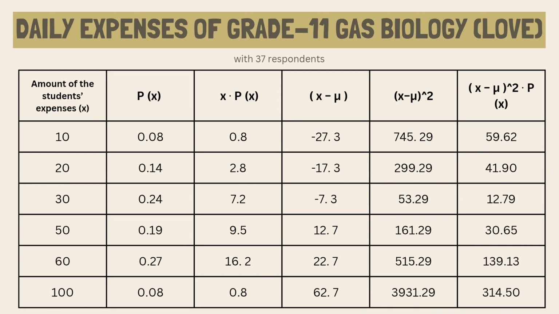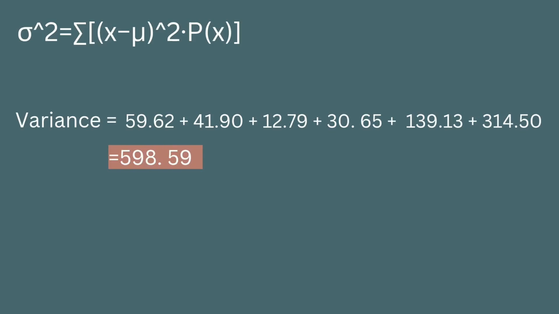We will add all of our answers to the row, and finally, we have completed all that we need to solve the variance. In order to get the variance, we have the formula sigma squared is equal to summation of x minus mu squared times p of x. Those are the numbers that we last solved, located in the last row. We will just get all of those numbers and add them all up. And simply, we got the variance, which is 598.59.